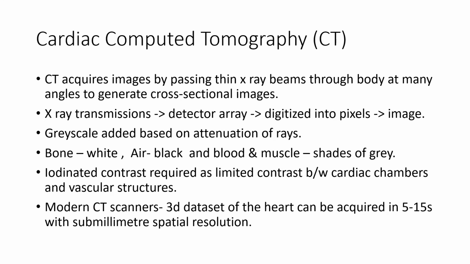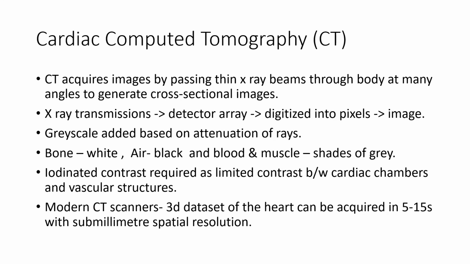converted into an image. A grayscale is added based on the attenuation of X-rays, and bone is visualized as white and air as black, and blood and muscle in different shades of gray. Along with this, iodinated contrast is required as limited contrast is there between the cardiac chambers and the vascular structures.